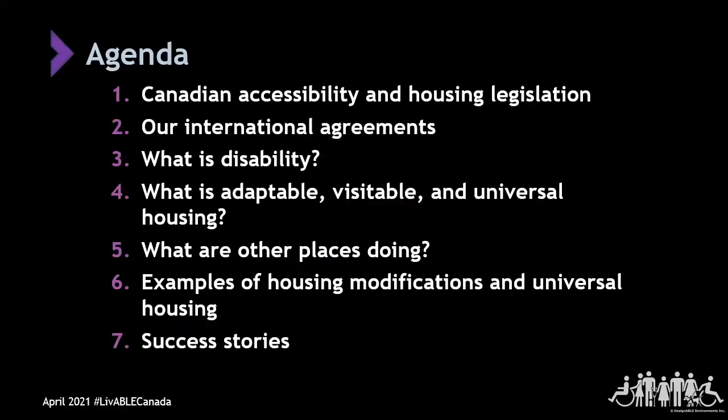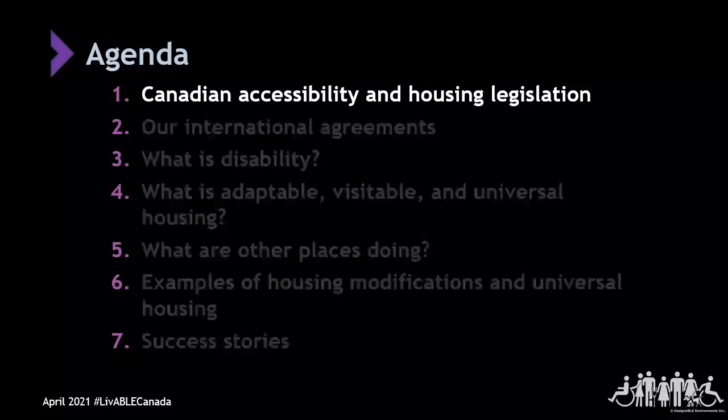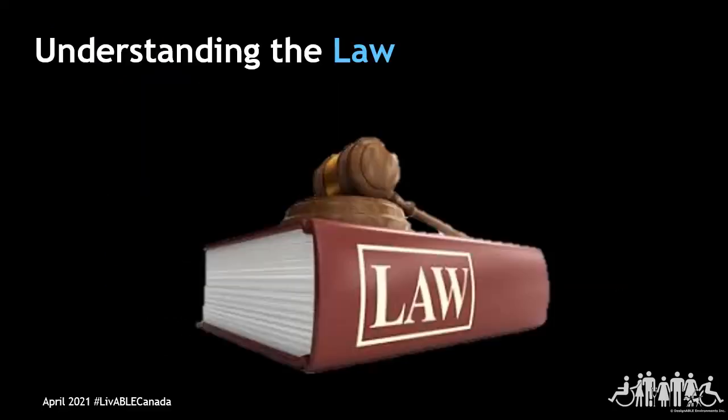Our agenda today covers 7 different things. The first is the Canadian accessibility and housing legislation. 2, our international agreements. 3, an examination of what is disability. 4, what is adaptable, visitable, and universal housing. 5, what are other places doing. 6, examples of housing modifications and universal housing. And 7, of course, success stories. So let's get started with agenda item number 1, Canadian accessibility and housing legislation.